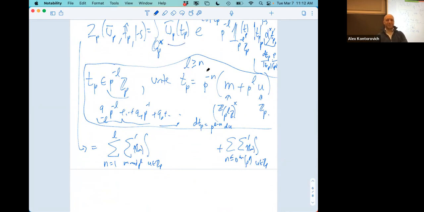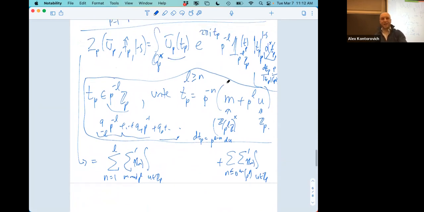Okay, that's this term. Then there's this constant p to the minus L. Fine, let's keep track of that. p to the minus L, here and here. We've got that. The indicator function we've got already.